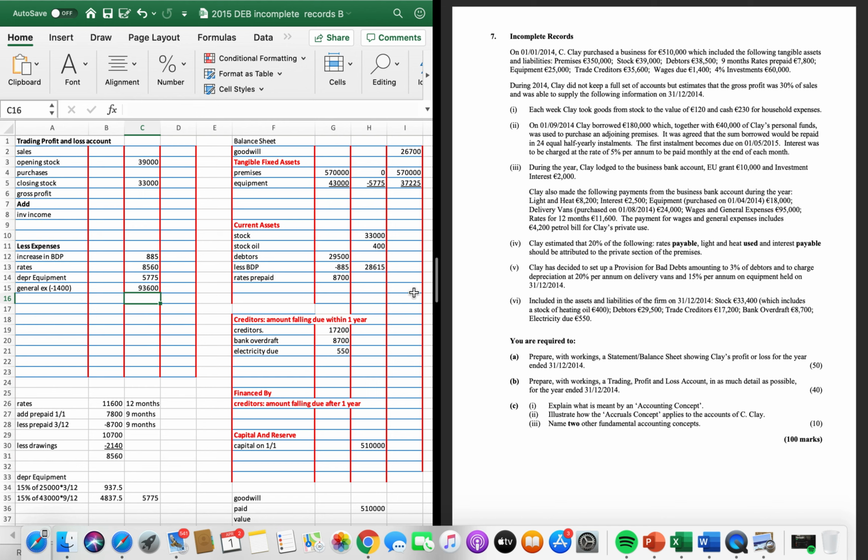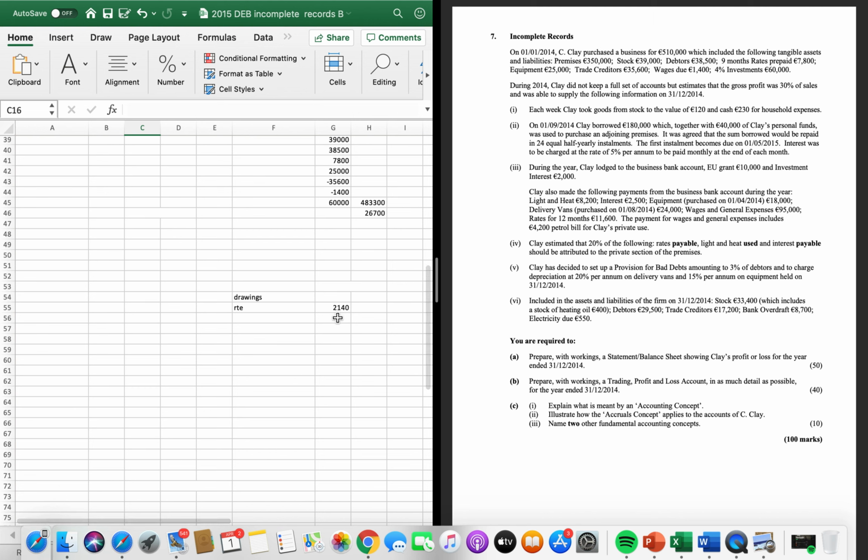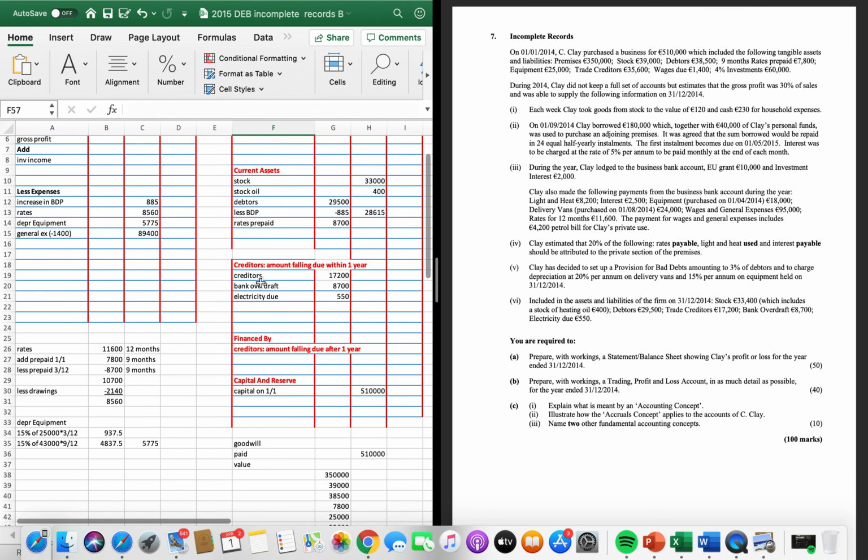Okay, so I'm not going to worry about, unless there's drawings, which of course there is. The payment for wages includes 4,200 for his own private use. So we have to take another 4,200 away from that. That'll get you down to 89,400, and then put the 4,200 into your drawings working, wages or petrol or whatever we want to call it. Right? So that's our wages done.